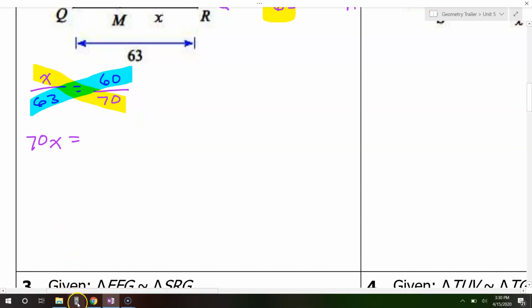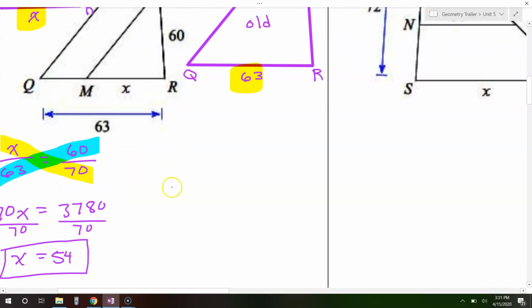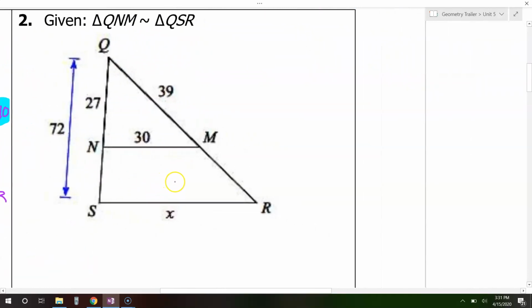All right, so I'm just grabbing my calculator. And I'm going to do 63 times 60. So 63 times 60 is 3,780. So I'm left to just divide both sides by 70. So in my calculator, I'm hitting divided by 70, and I'm getting X is 54. Okay, let's move on to problem number 2.